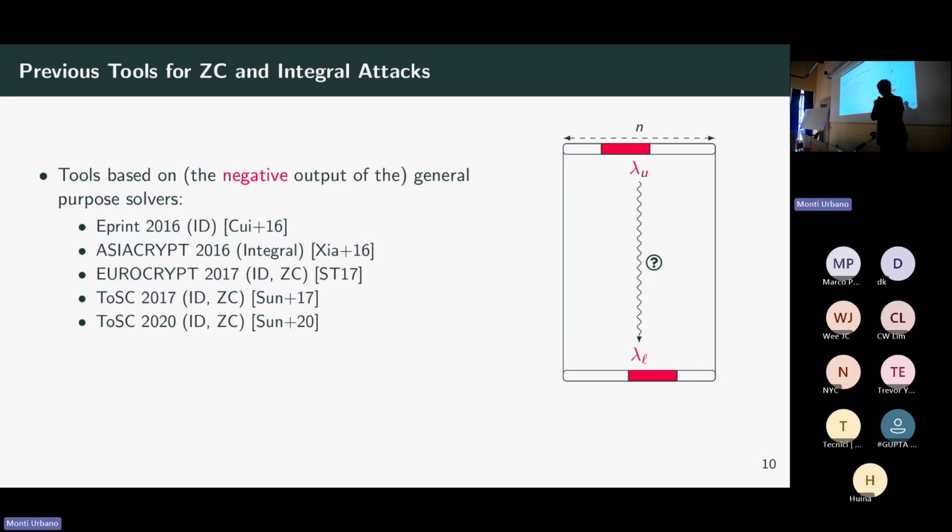What it means: let's say you want to find a zero correlation distinguisher. You essentially model the propagation of linear trails. You fix the input and output, as you can see in this shape. Then you call the solver. If the solver returns a negative answer, saying that the model is unsatisfiable, you have a distinguisher, okay? By negative, I mean this. Most of the existing tools were based on a negative model.